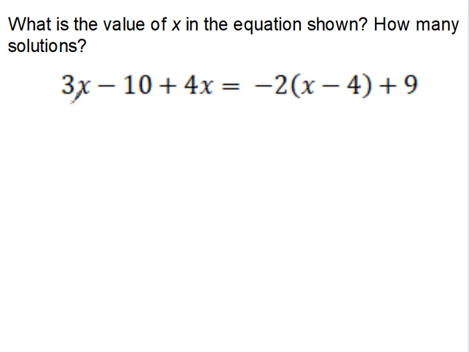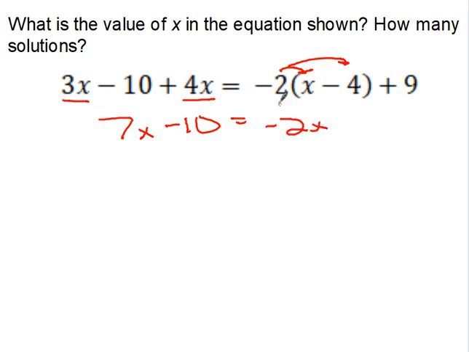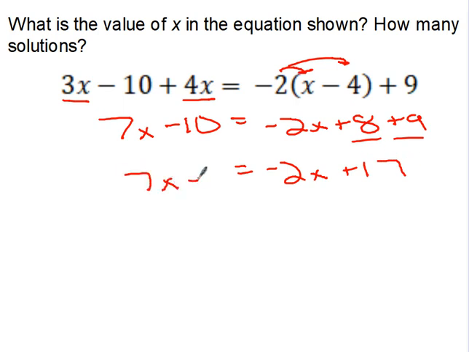So if I look at the left side, I can combine 3x and 4x to make 7x. The minus 10 stays there. There's nothing else I can do on this left side. To simplify the right side, let's do distributive property first. So that becomes negative 2x. Negative 2 times negative 4 is positive 8. And then I bring down this positive 9. Now I'm also going to combine like terms again. So this is going to leave a negative 2x plus 17. And the left side hasn't changed.